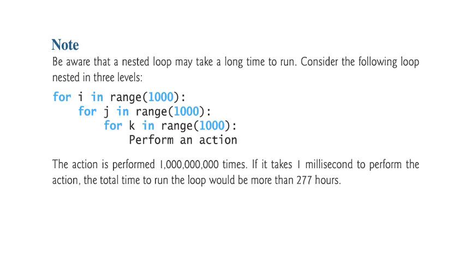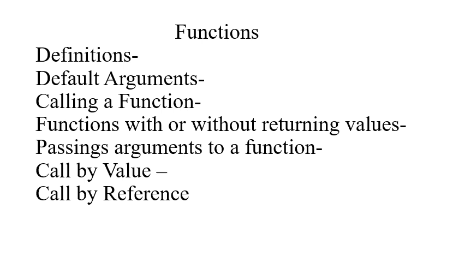Be aware that a nested loop may take a long time to run. Consider the following loop nested in 3 levels. For I in range 1000, for j in range 1000, for k in range 1000, perform an action. So the action is performed 1000 times into 1000 times into 1000 times, so 10^9 times. It takes 1 millisecond to perform the action. The total time to run would be more than 277 hours.